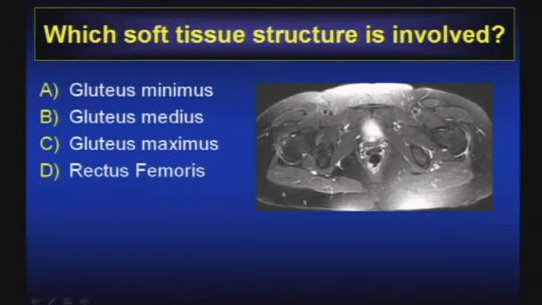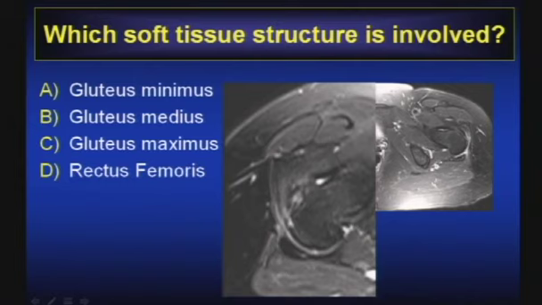So let's have a little quiz here. Let's look at this axial image, wide field of view through both hips, and we're going to focus on that right hip. Okay. So here are your choices: gluteus minimus, gluteus medius, gluteus maximus, rectus femoris.